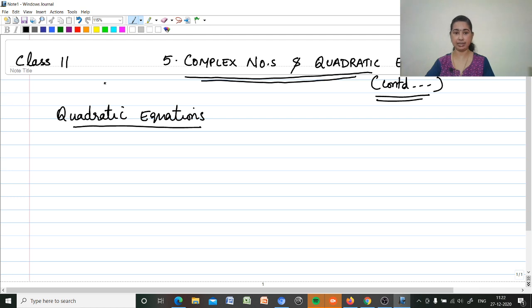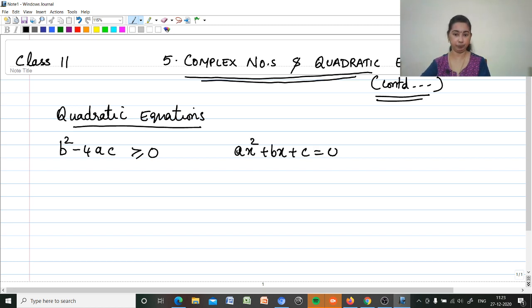Today I am discussing class 11 chapter 5, complex numbers and quadratic equations. We are moving into the last portion of complex numbers and quadratic equations, that is, quadratic equations. We are familiar with quadratic equations. Last year we studied how to solve them, and if b square minus 4ac is greater than or equal to 0, we have already discussed how to solve the quadratic equation of the form ax square plus bx plus c equal to 0. So if the discriminant is greater than or equal to 0, we have solved the equation and got the solutions.